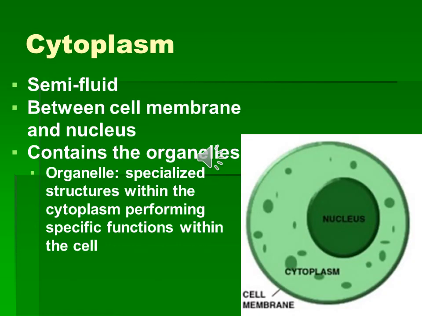And into the cytoplasm we go. Cytoplasm is a semi-fluid cellular material between the cell membrane and the nucleus, and I just put a very basic picture there. And the cytoplasm is going to be home to all of our organelles, and our organelles are specialized structures that are going to perform specific functions within the cell, and we're going to go through a lot of these. So this is just a semi-fluid filler, so to speak, but it's going to house a lot of what does the work for the cell.